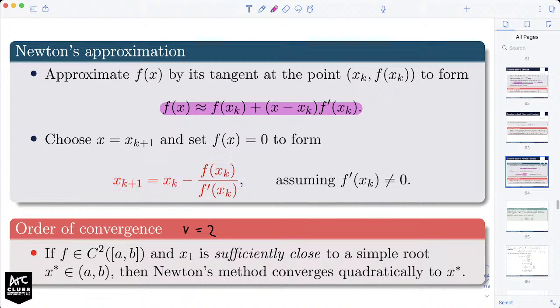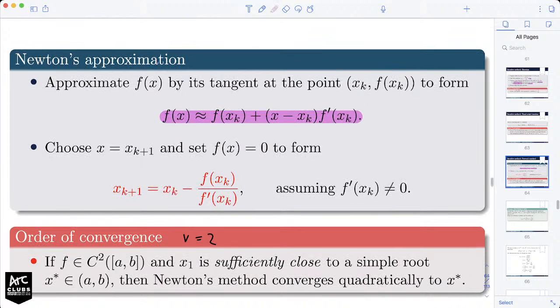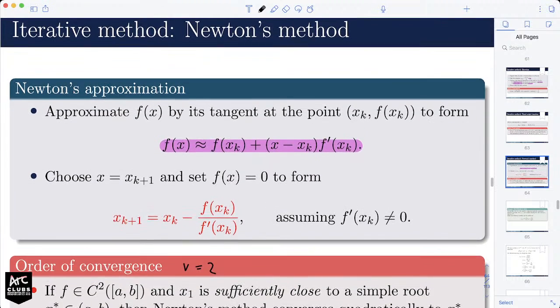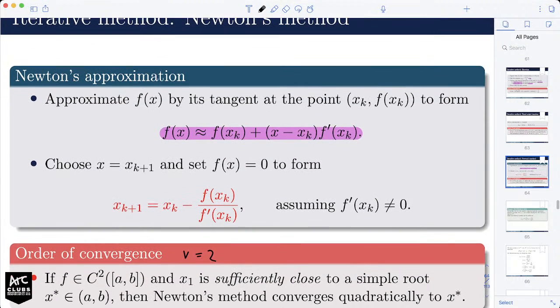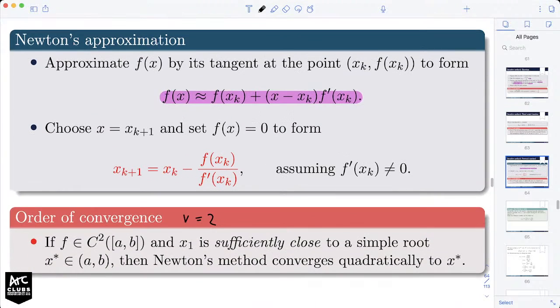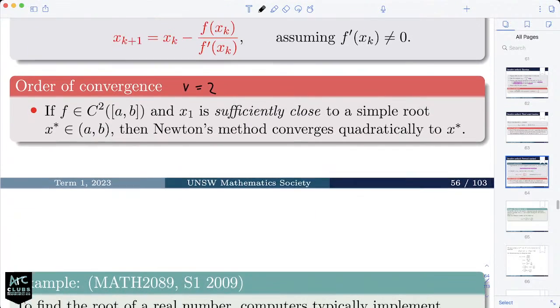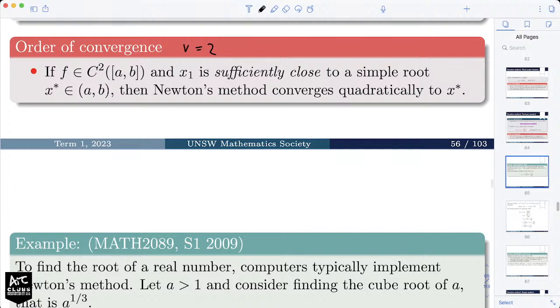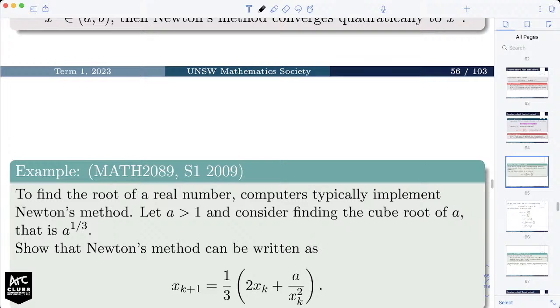Oh, that's an awful highlight color for that. For MATH2089 at least, being familiar with your Newton's approximation is pretty good because there tends to be a question that tests for that. Also in 2089, I do see a bit more Newton and secant method questions as opposed to bisection and fixed point iteration questions.